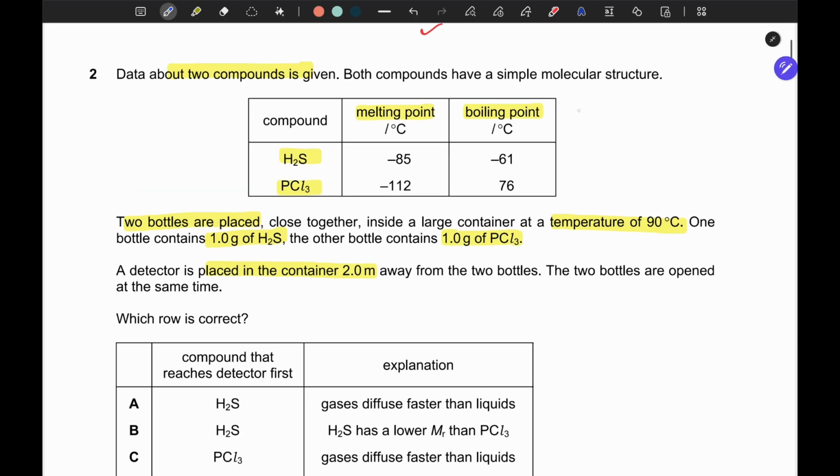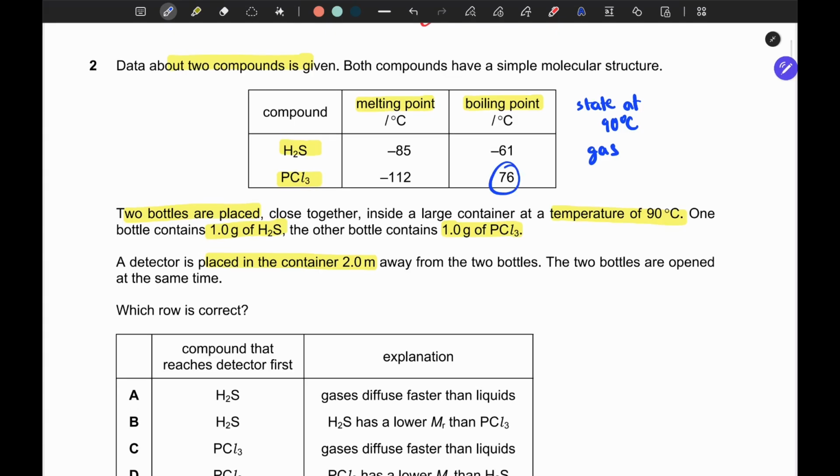So first of all, let's determine their states at 90 degrees Celsius. Let's look at H2S. Its boiling point is minus 61. So obviously at 90 degrees Celsius, since it's much higher, it must be a gas. Similarly for PCl3, its boiling point is 76, but our temperature is 90 degrees. So this is also a gas.